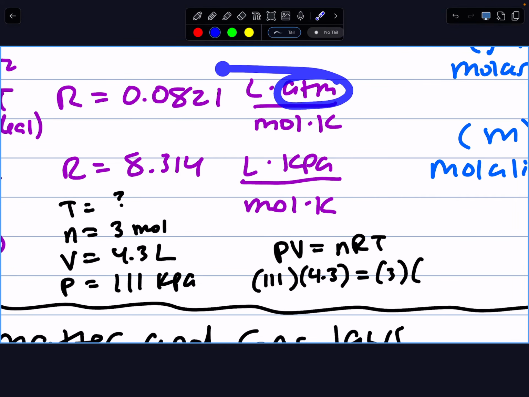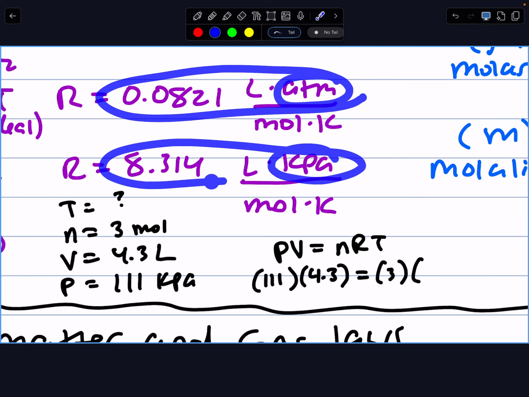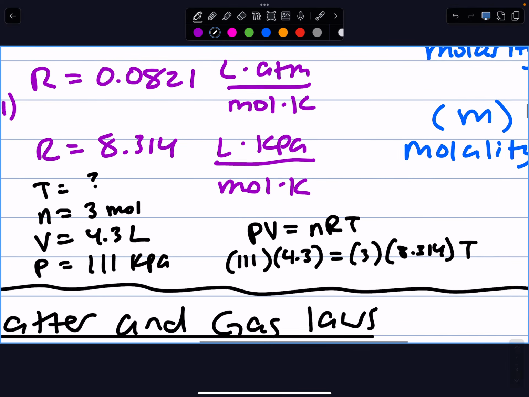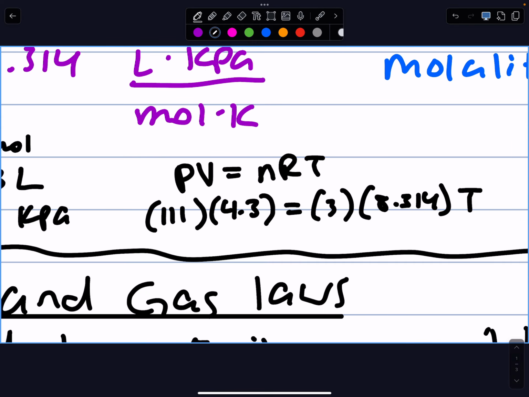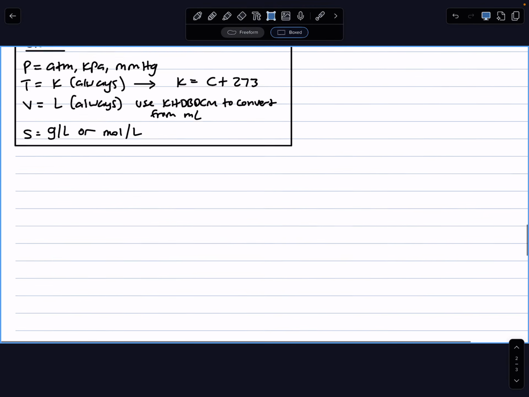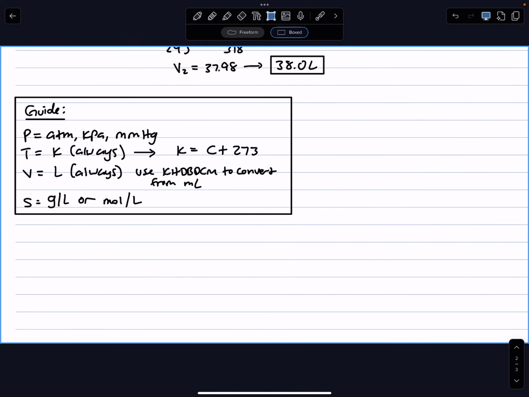This one uses atms. This one uses kilopascals. Which one am I using? So I should use what number? 8.314. And then my temperature I'm looking for, and then you can solve by math using this. You can multiply it first, divide it off, solve. I don't have to do all that, right? Right. Okay. Next.